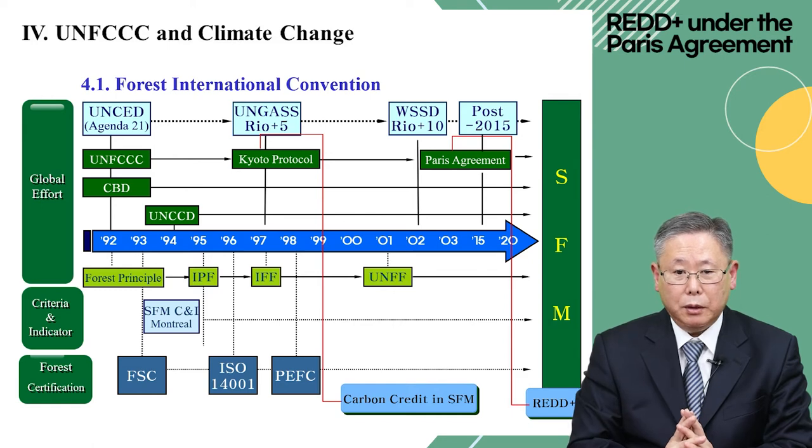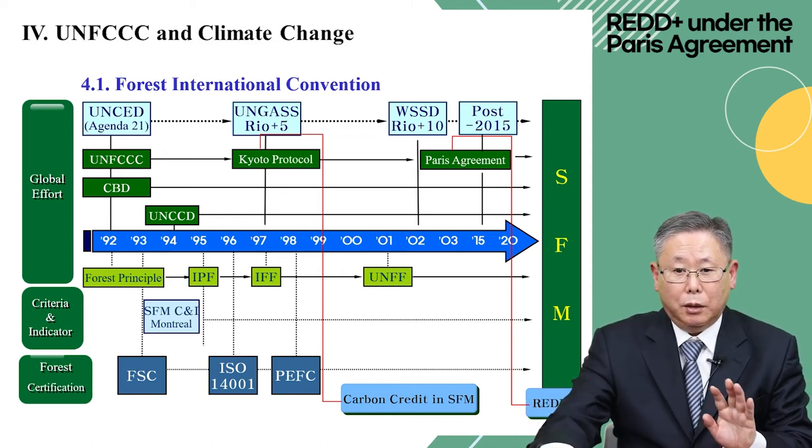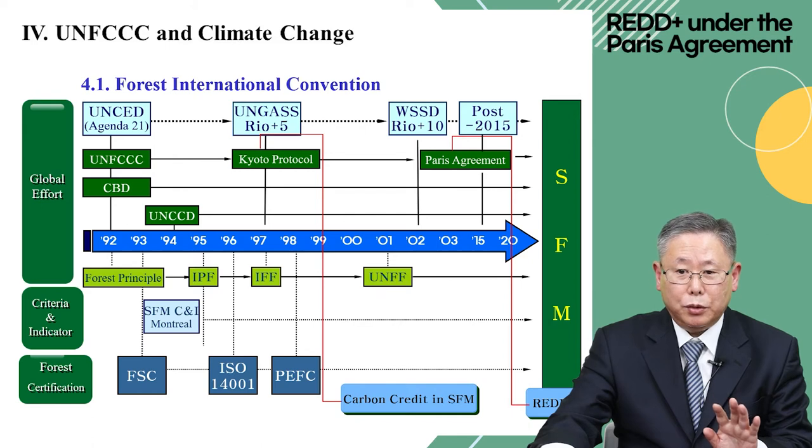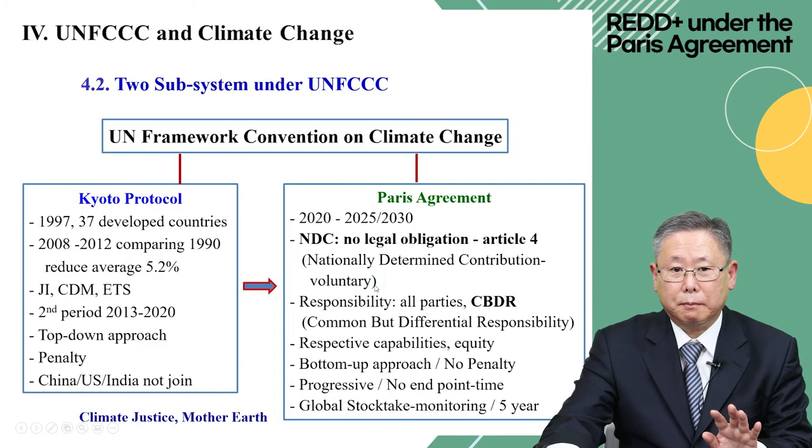And forestry: in the Kyoto Protocol, the carbon credit in sustainable forest management disappeared. And in the Paris Agreement 2015, REDD is a big issue. And with these tools we can achieve sustainable forest management, and we can maintain good forest in the world. So I mentioned two subsystems under UNFCCC, the UN Framework Convention on Climate Change.